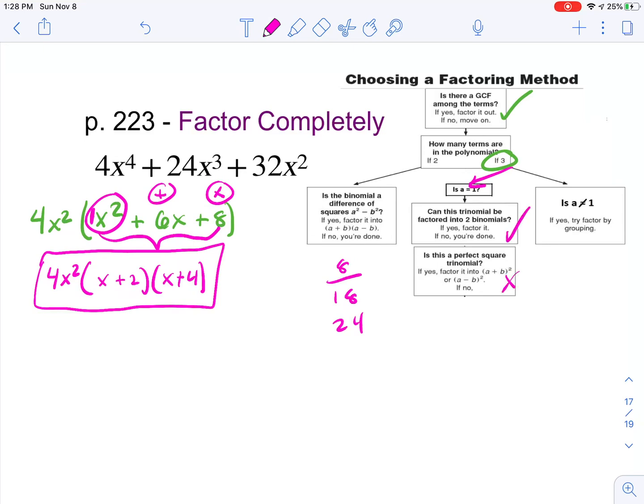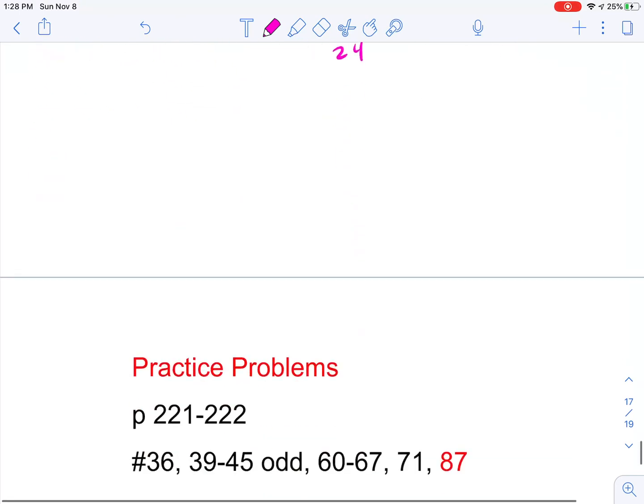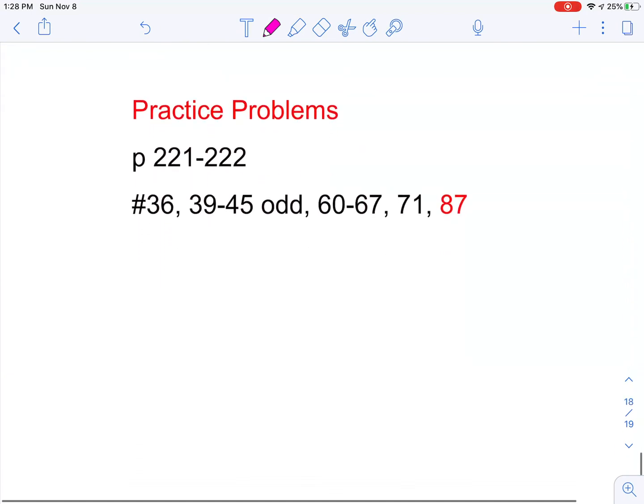Okay, so that's how you use your factoring flowchart, and we can apply this to any 3 or 2 termed expression. And that's where we will leave it. So here are the practice problems, returning to page 221 and 222. Please attempt these problems, with 87 being a challenge problem.